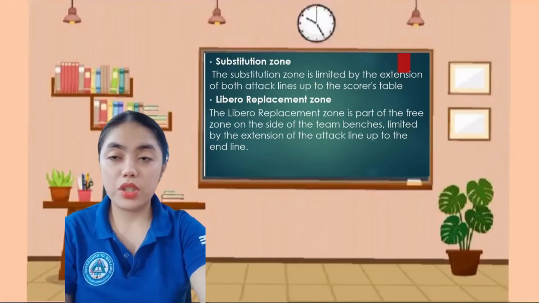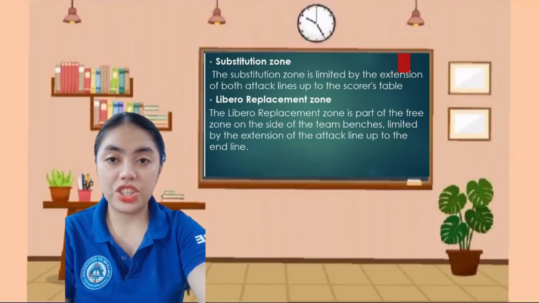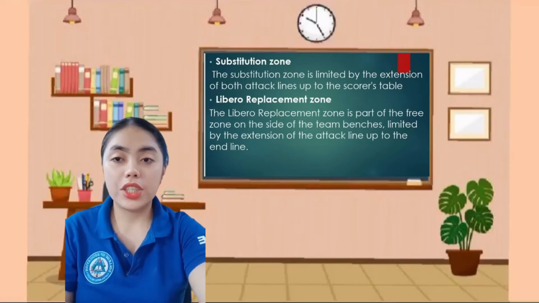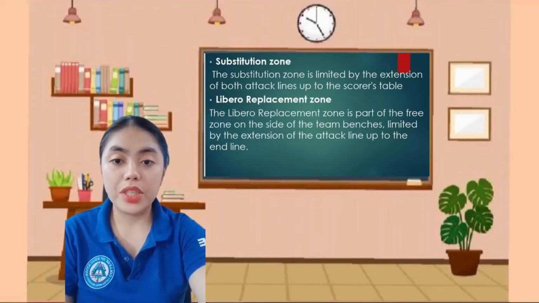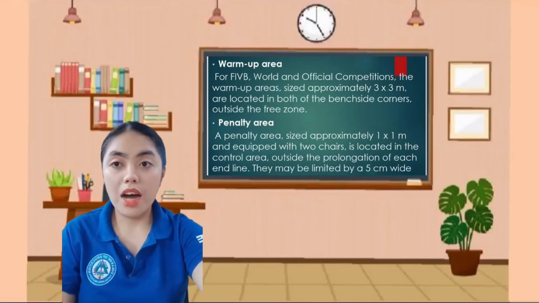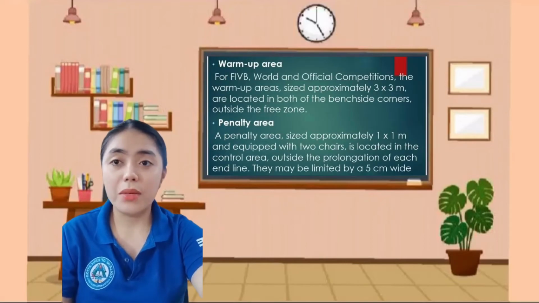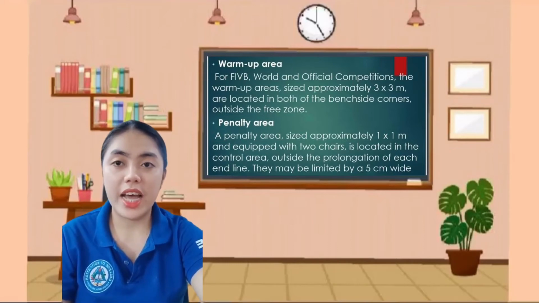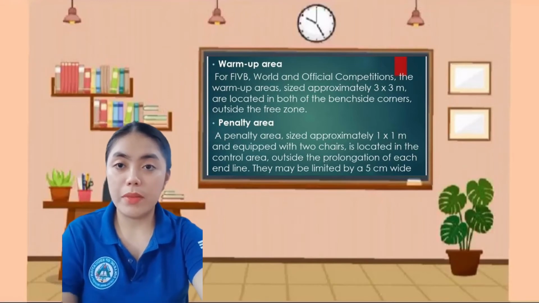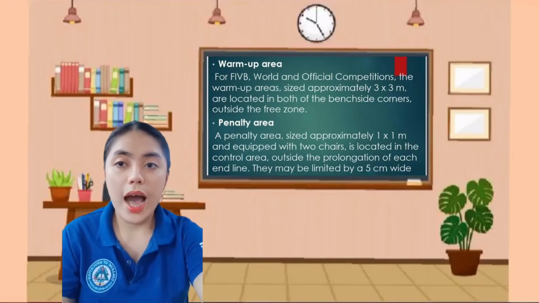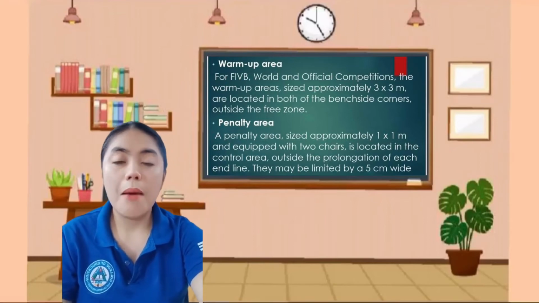Libero replacement zone. The libero replacement zone is part of the free zone on the side of the team benches, limited by the extension of the attack line up to the end line. Warm-up area for FIVB World and official competitions. The warm-up area is approximately 3 by 3 meters, located in both of the bench side corners outside of the free zone. Penalty area.